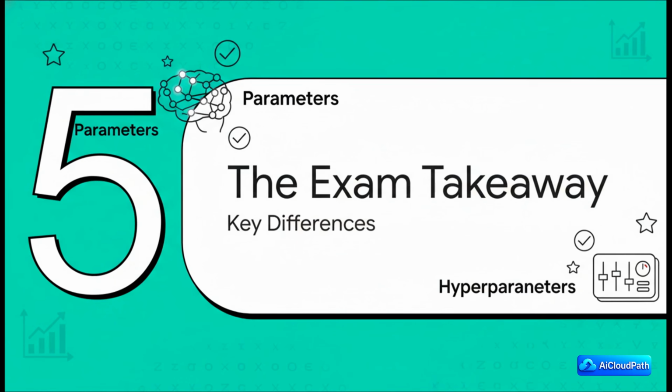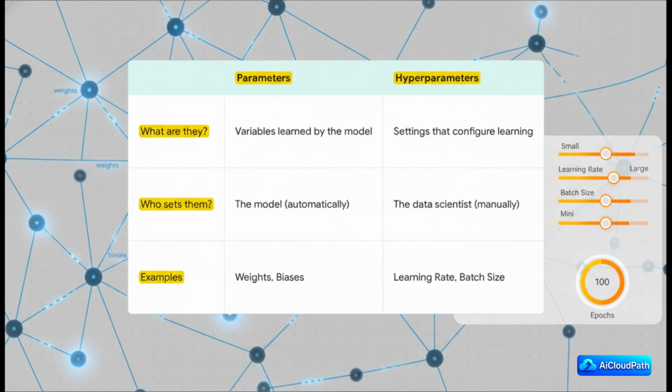All right, let's bring it all home. This last section is your ultimate takeaway. If you're studying for an exam, this is the part you really want to lock into your brain. This is the slide to screenshot. On the left, we've got parameters. What are they? They're variables learned by the model from the data. Who sets them? The model does, automatically. Think weights and biases.